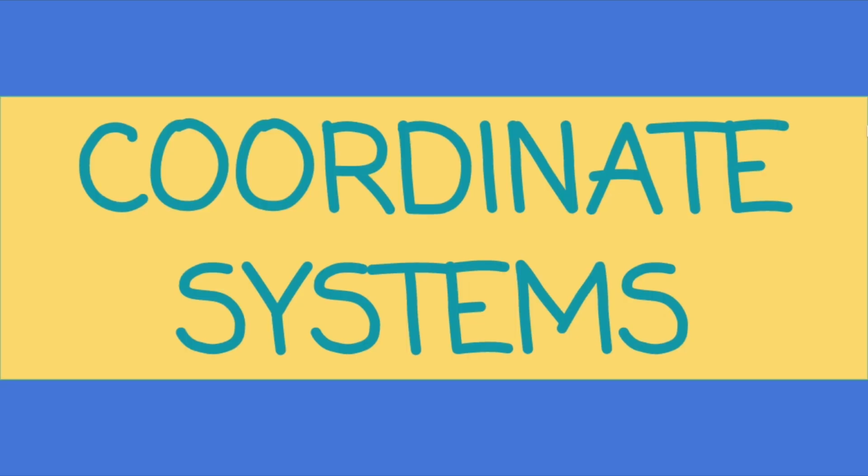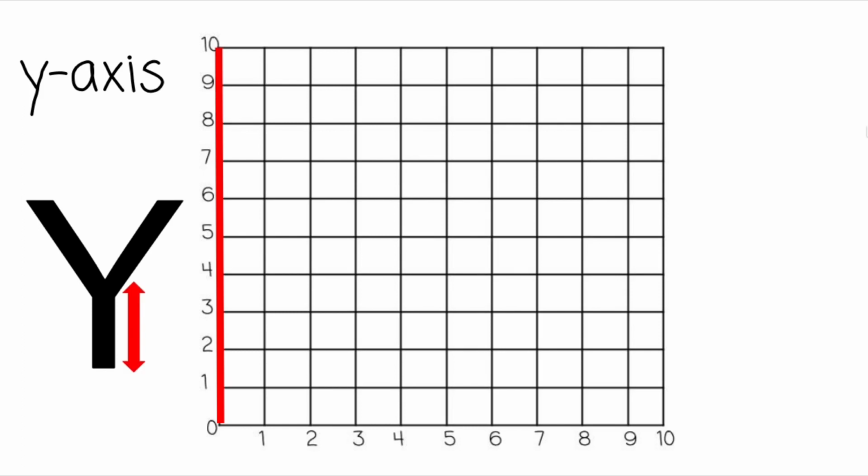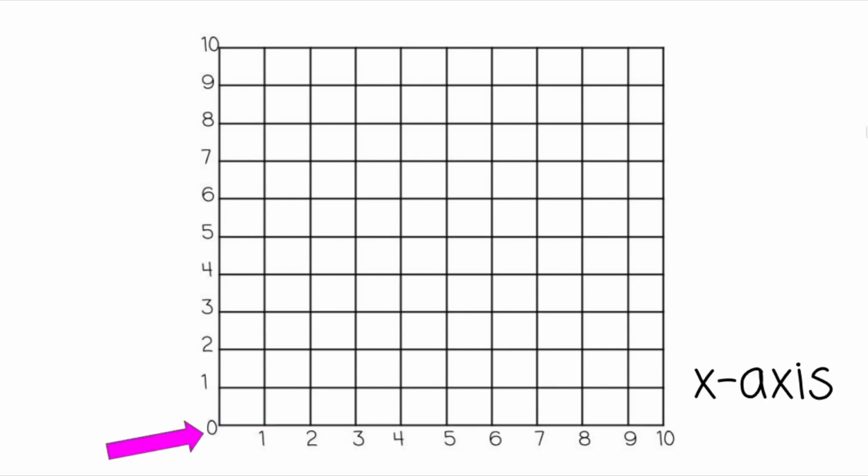Let's talk about coordinate systems next. Here we have the y-axis, which runs vertically. You can remember it's called the y-axis because the base of the letter y also runs vertically. Then we have the x-axis that runs horizontally. Where the y-axis and the x-axis meet is called the origin.